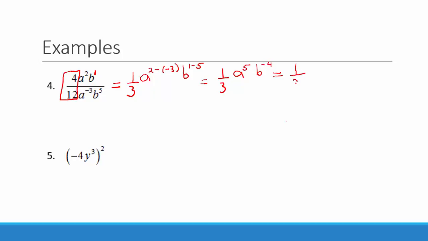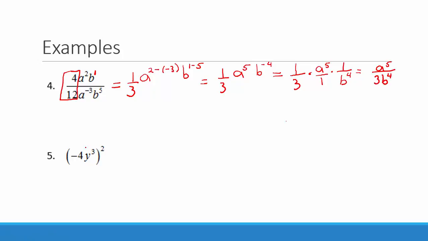We will rewrite the negative exponent by using the negative exponent rule, writing it as 1 over b to the +4. We can simplify this by multiplying everything in the numerator. 1 times a to the 5th times 1 is a to the 5th. 3 times 1 times b to the 4th is equal to 3b to the 4th.